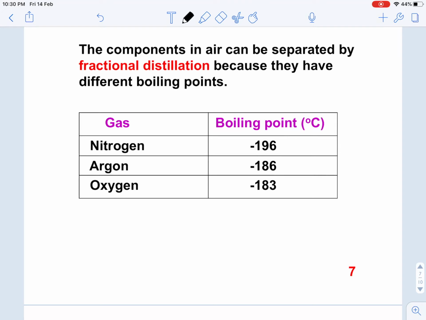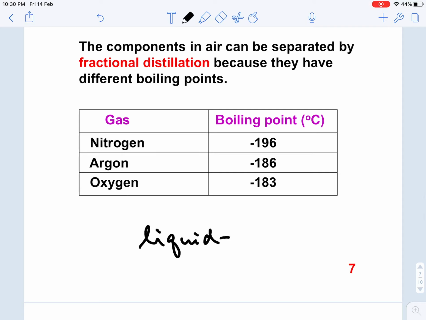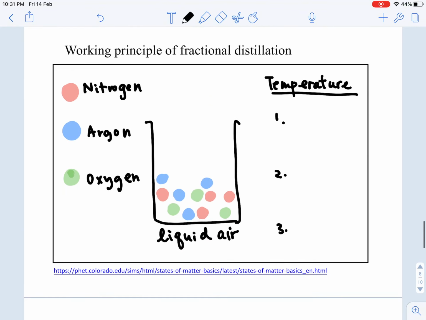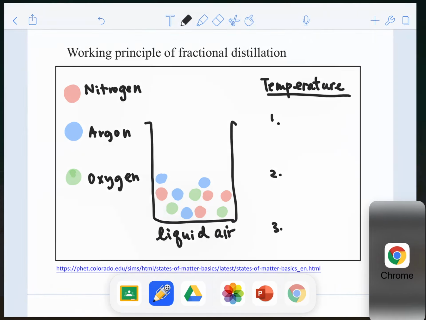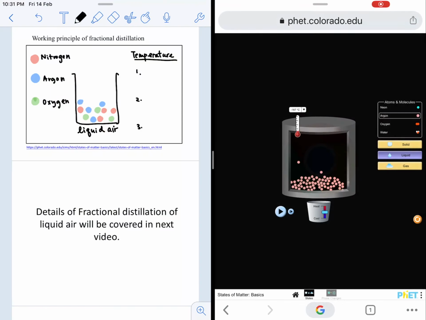Nitrogen would boil, which means it would change from liquid state to gas state, at negative 196 degrees Celsius. And then argon would change from liquid to gas at negative 186 degrees Celsius. And then oxygen would change from liquid to gas at negative 183 degrees Celsius. Then now I would show you an animation which helps me to elaborate the concept.